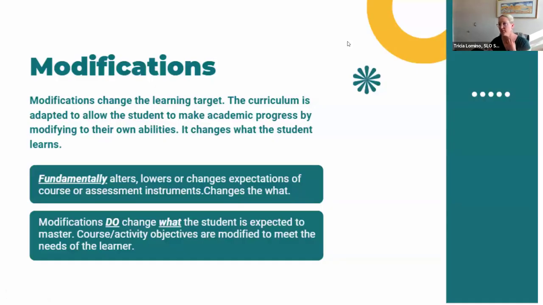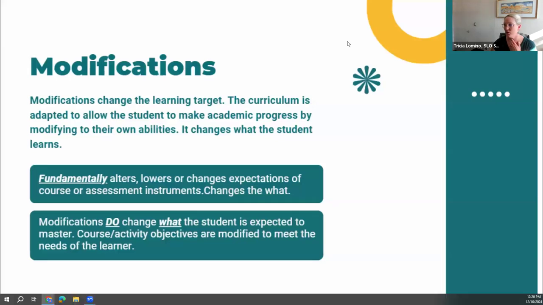Okay, so that's accommodations. So is adaptive PE considered an accommodation? Adaptive PE, that's an actual service. So it would be more of a modification, but they could also be providing accommodations as well. So they could be accommodating them in the PE class and providing that assistance, but they could also be doing some modifications as well. So it just depends on what that might look like for the student. So it could be both, right?